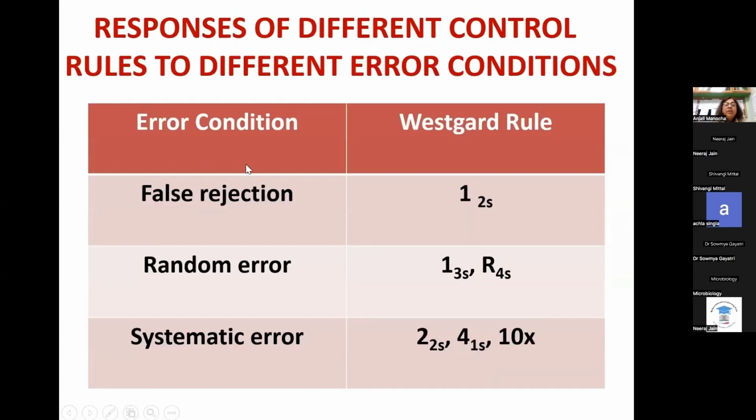So we find that when we have these Westgard rules, if we have 1 2s, that could be a false rejection, that in all the controls you've run, only once has one control been outside 1 2s. So that may just be a warning rule. Whereas if we have 1 3s and R4s, then these are random errors. And if we have a systematic error, that will be 2 2s, 4 1s, or 10x. Because these will show us that there is a trend or a shift.